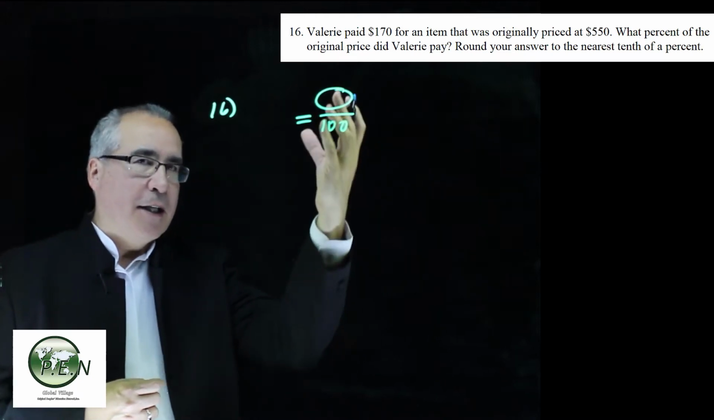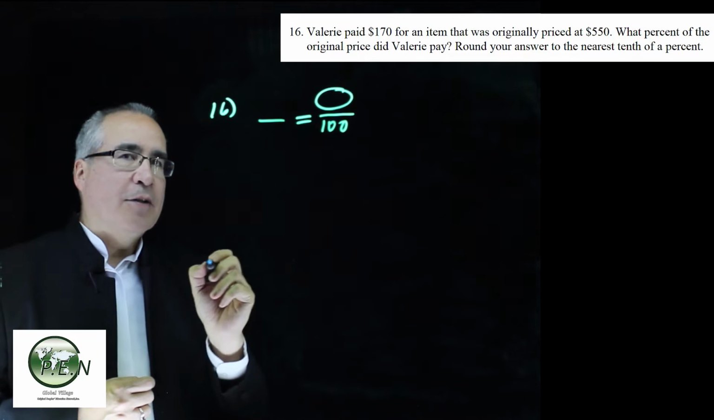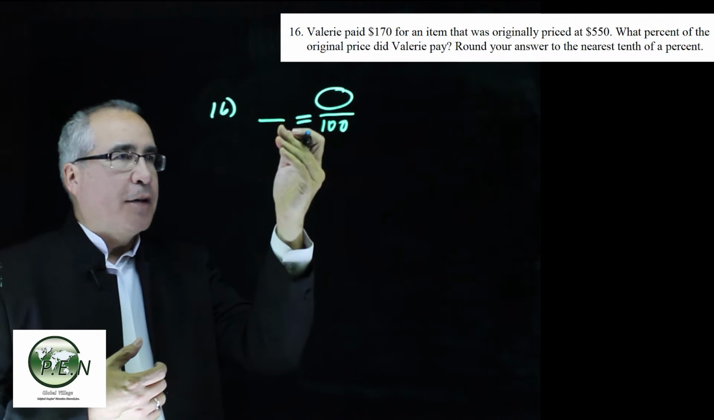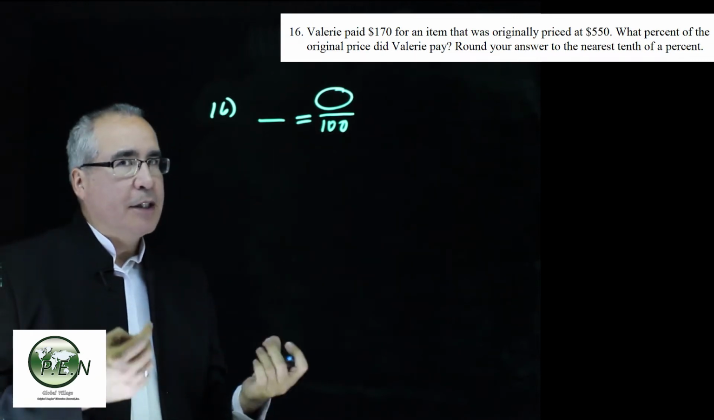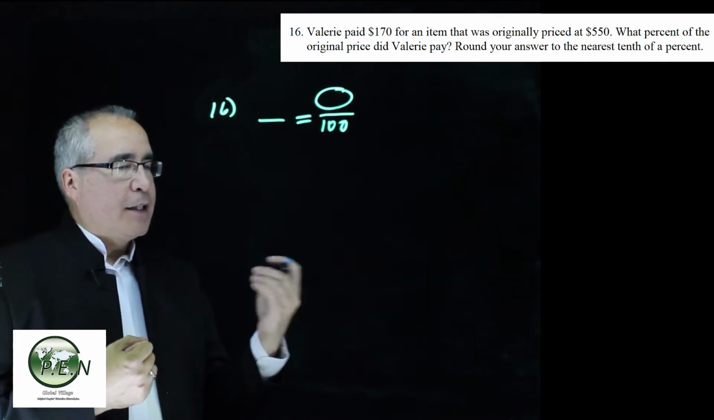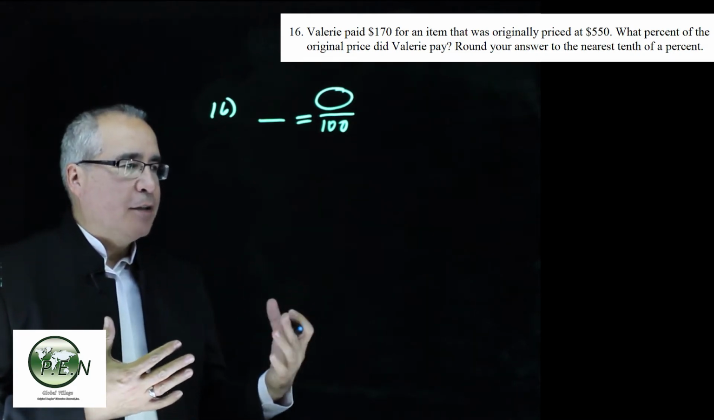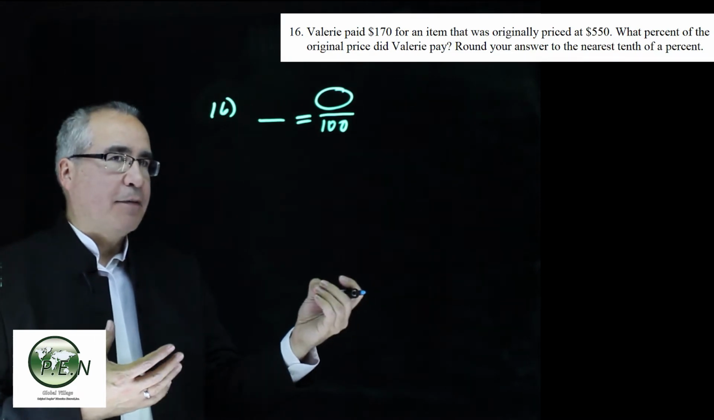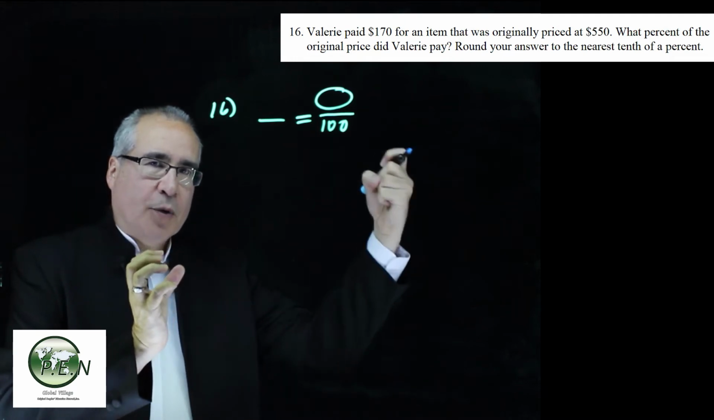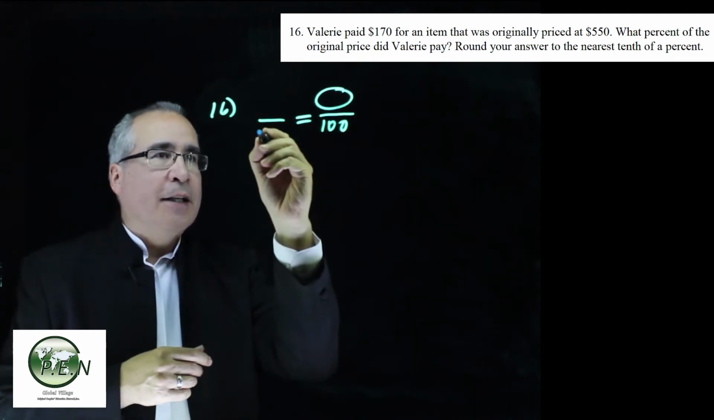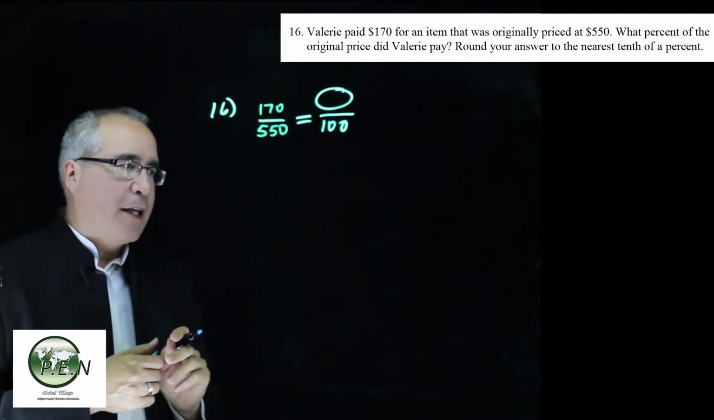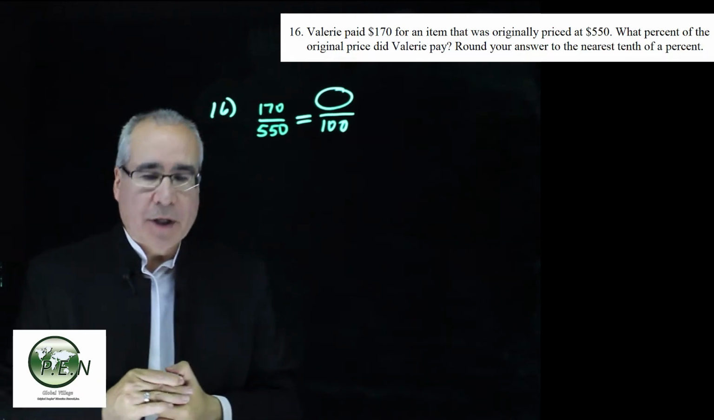We know we have the 100 underneath the percent, and then we've got a ratio over a fraction over on this side. And we've got the is over the of, the part over the whole. So now we've got two numbers. We just have to figure out which one goes on top. So does it make sense that now we read this sentence? She paid $170 for an item that was originally priced $550. The original price, does that make sense that that would be the whole? We're paying a portion of that, or Valerie is anyway. 550, 170 there.